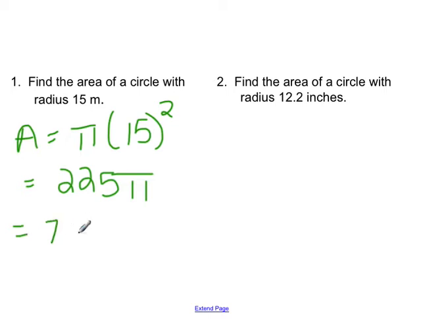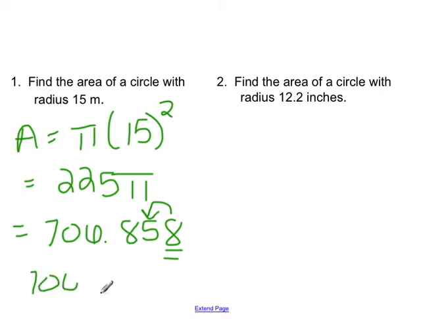Well, that's going to end up being 706.858. Now what I usually like to do is round it to 2 decimal points. So when I do that, I look at the third decimal point. I see that the third decimal point is 5 or greater, so I need to round that 5 up. Then I get 706.86, and we notice that our label is meters. Remember that we always square our label when we're talking about area. So we have 706.86 meters squared.